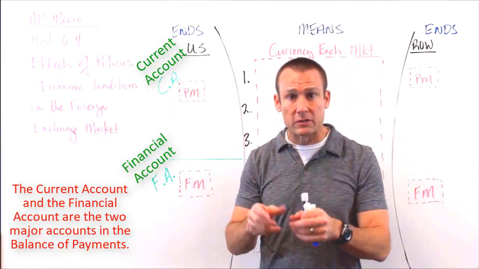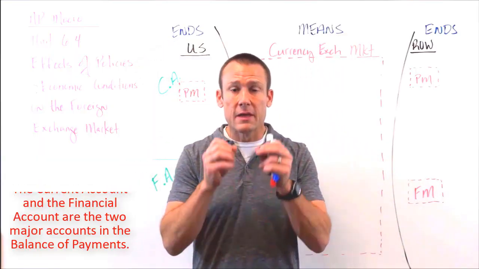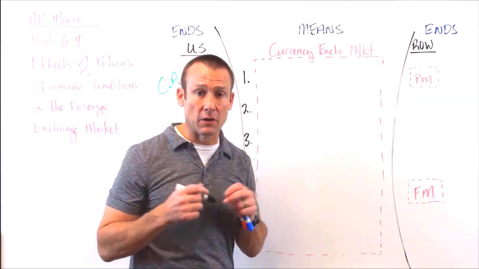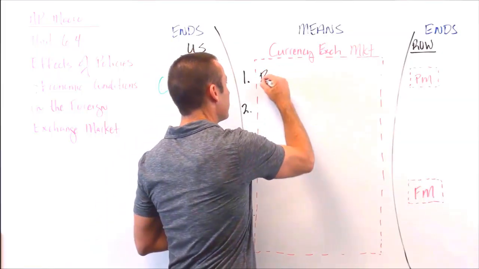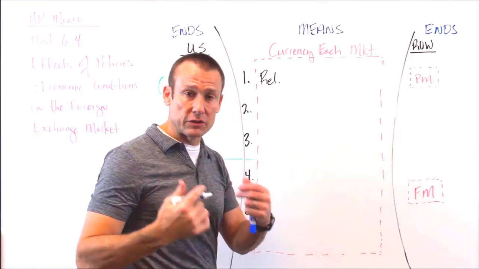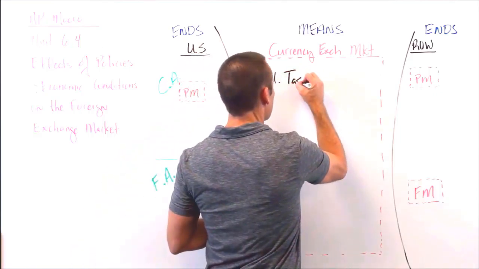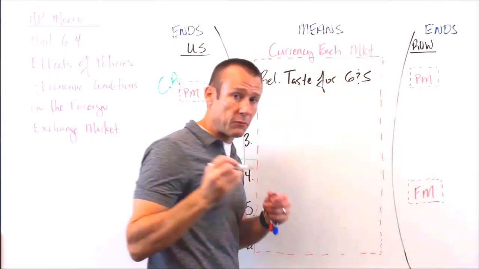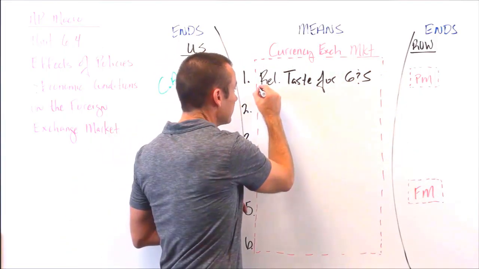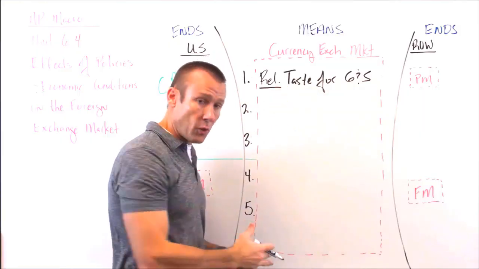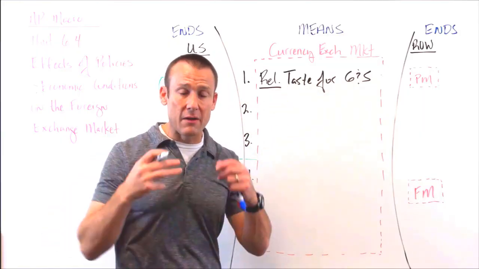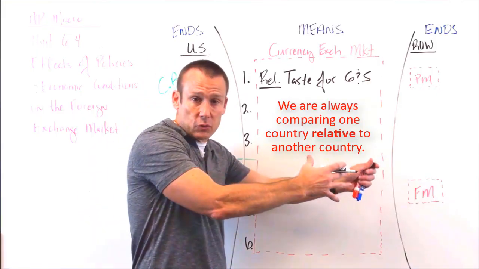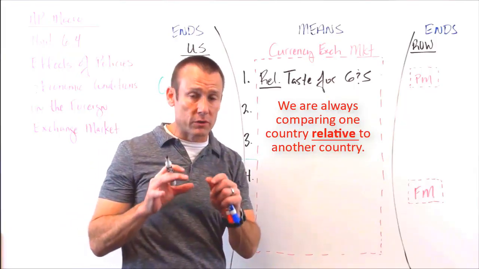What are these determinants of exchange rates? What are these things that determine the international price of a currency? Well, number 1, and some people might call it the most important, is the relative taste for a country's goods and services, okay? Relative taste for a country's goods and services. Now, before I get too far into this, I want you to understand this word relative is going to show up the whole way through. So everything that's happening here, we're talking about something changing in one country relative to another, okay? That's so important to understand.